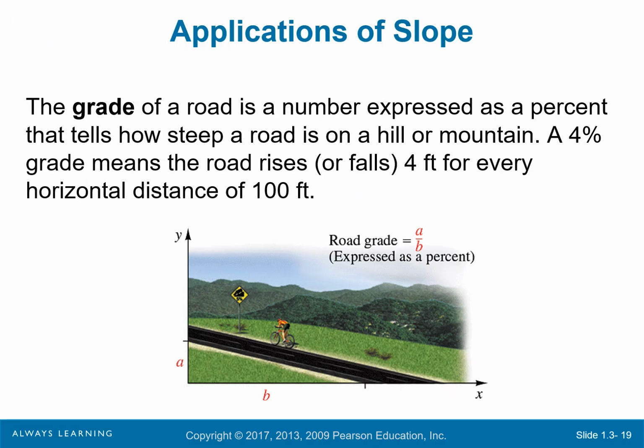Now, why do we use slope? Well, we use slope for a few different applications. And this first one I'll tell you about is to figure out the grade of something. So the grade of a road is a number expressed as a percent. It tells us how steep a road is on a hill or a mountain. A 4% grade means it rises or falls 4 feet for every 100 feet that you go forwards.